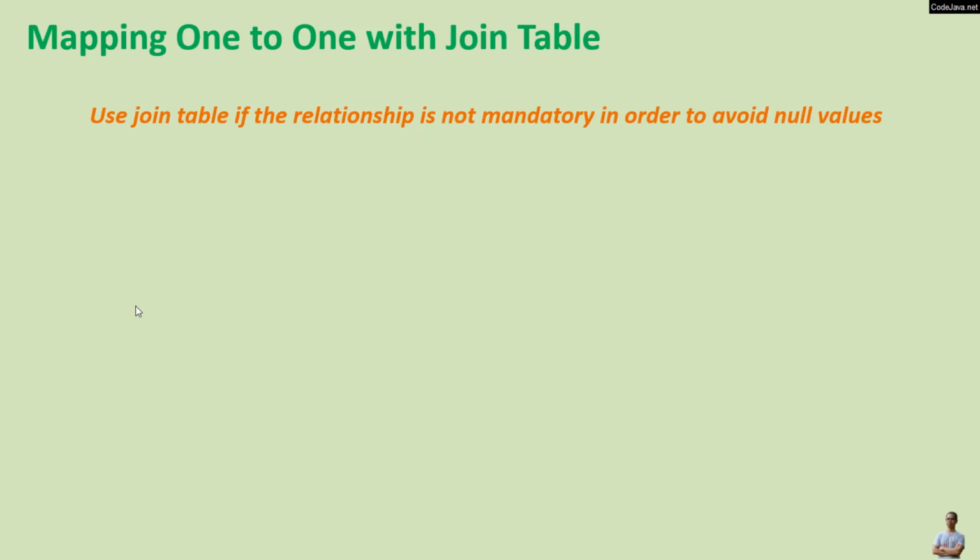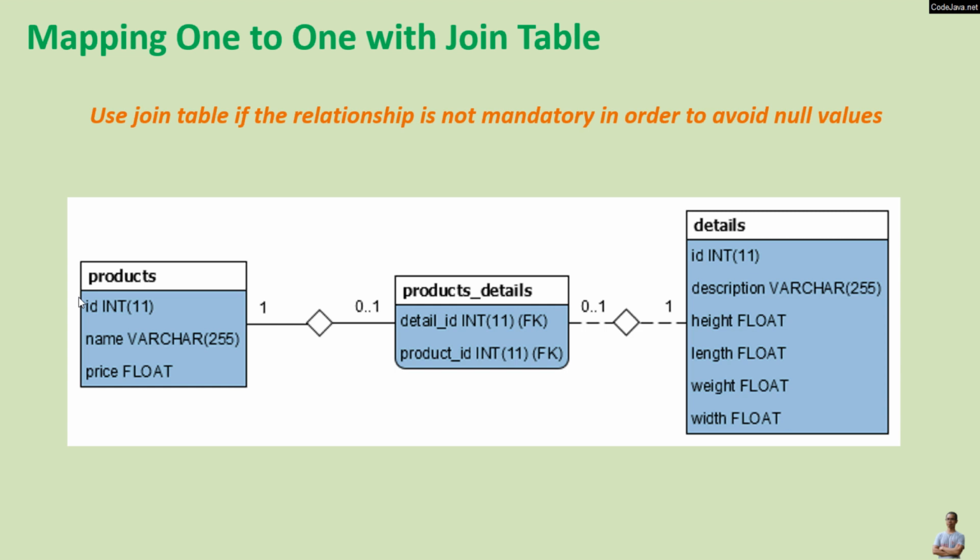Next, let's see how to use Spring Data JPA to implement the third kind of one-to-one entity relationship, that is one-to-one with join table. You know, we use join table if the relationship is not mandatory in order to avoid null values. For example, we need to implement one-to-one entity relationship with join table between products and details, and the join table is products details like this. There can be some products having some details, and there can be some products that do not have any details. So in that case, we need to use a join table in order to avoid null values.